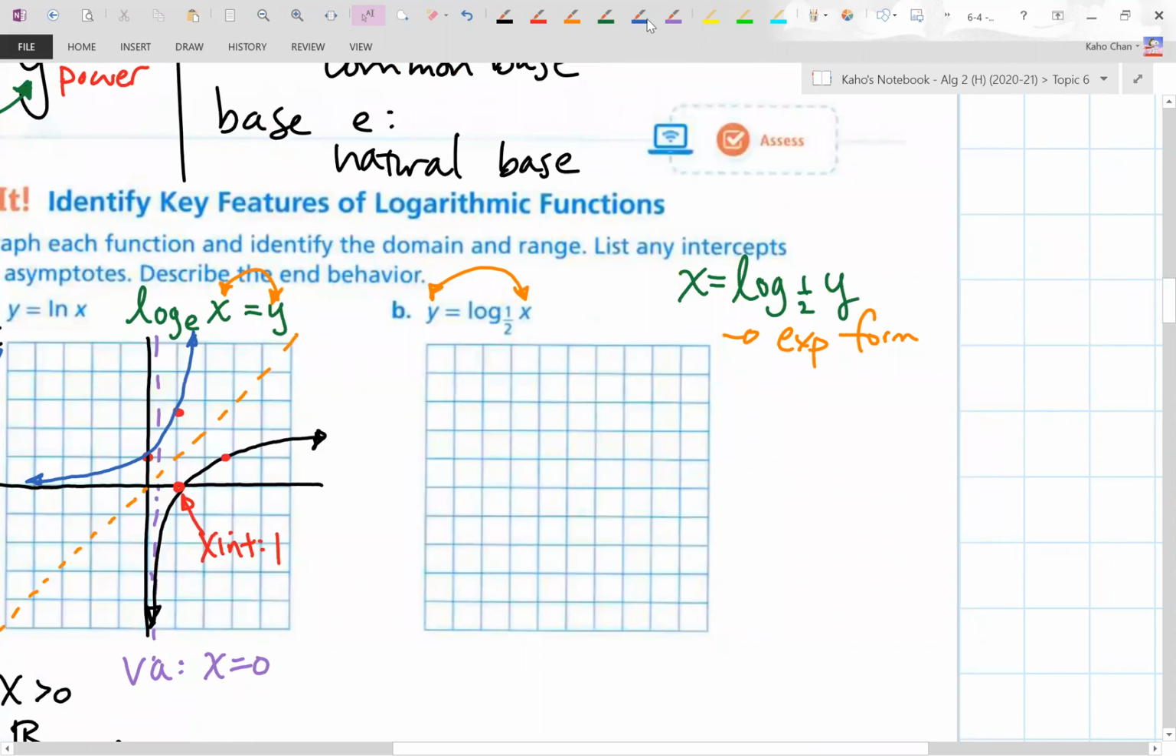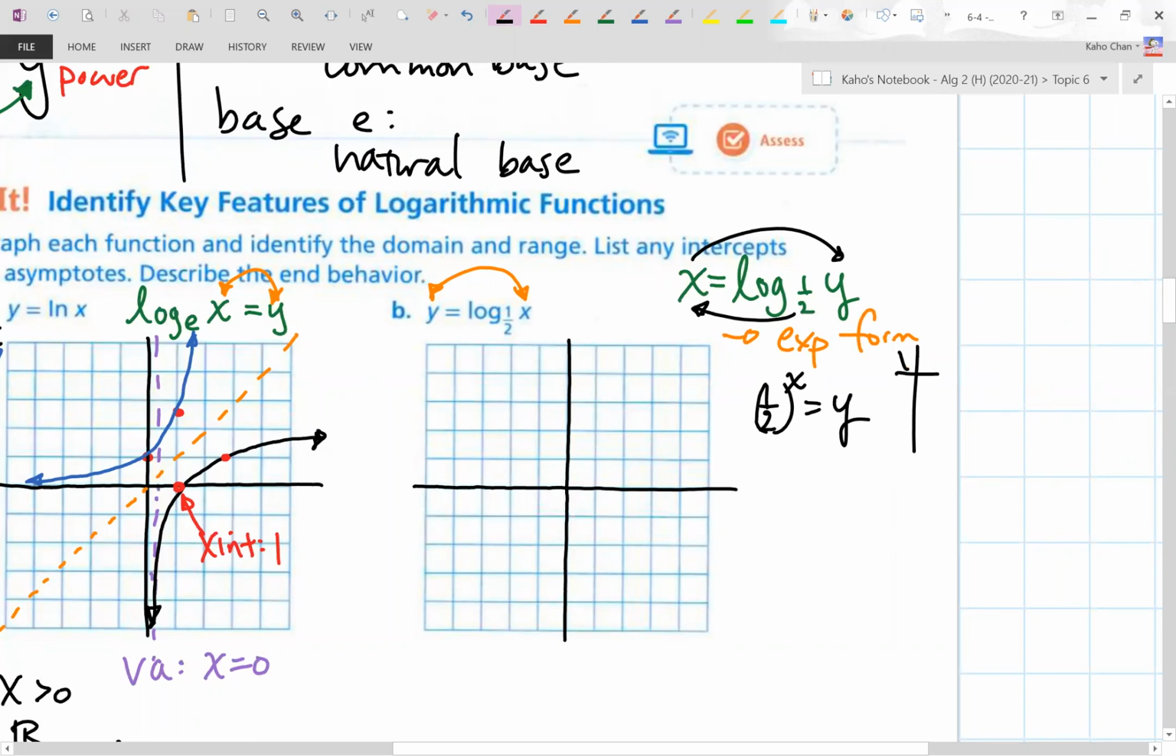The base is 1/2. The power's on the other side, x, and that equals 2y. Hey, there it is. My base is 1/2. Oh my gosh. This particular problem is a little bit different. The base is 1/2. It's no longer a growth, it's a decay. This is a decay exponential function.